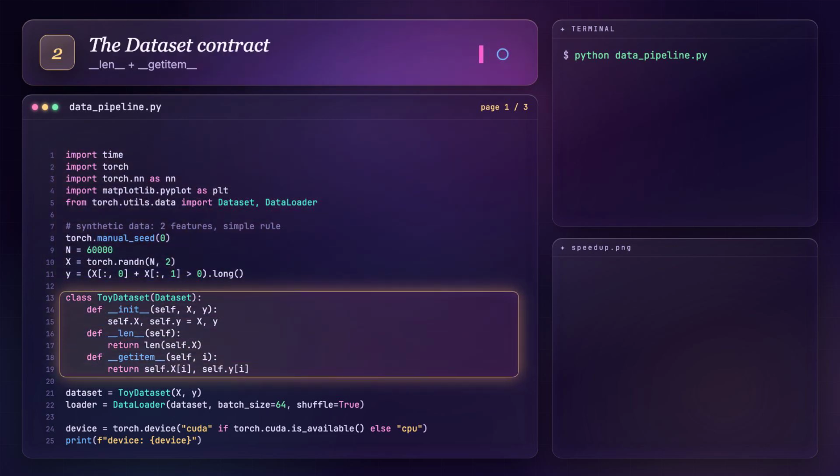Here's the contract in code. ToyDataset subclasses torch.utils.data.Dataset. __len__ returns the number of rows. __getitem__ takes an index and hands back one x, y pair. That's the entire dataset. 3 short methods.